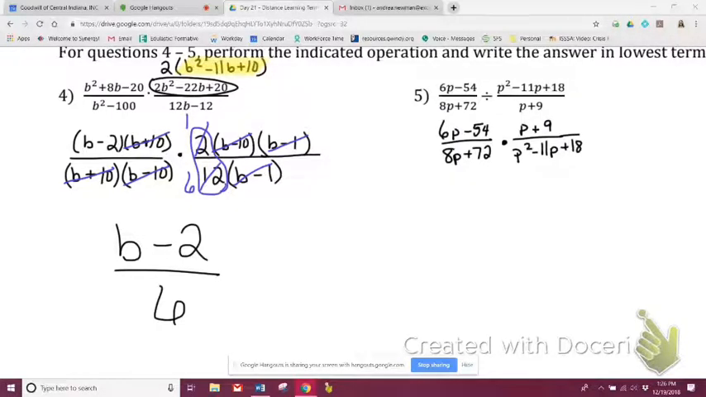So if it helps you to rewrite it like this, keep the first fraction the same, change that division to multiplication, and then flip that second fraction. And then you want to factor everything. So looking at the first fraction, I see there's a greatest common factor of 6. So p minus 9. And then for my denominator, there's a greatest common factor of 8. So my first fraction simplifies to this.